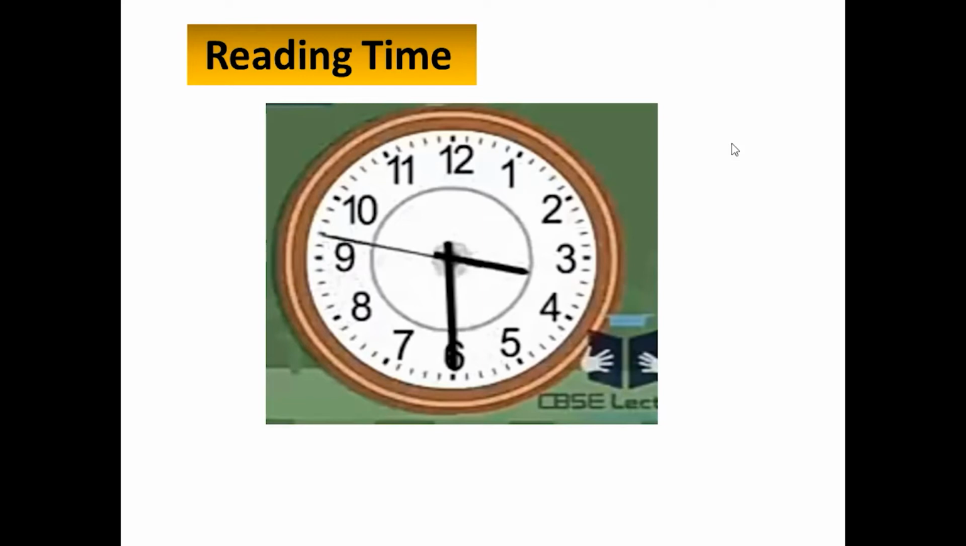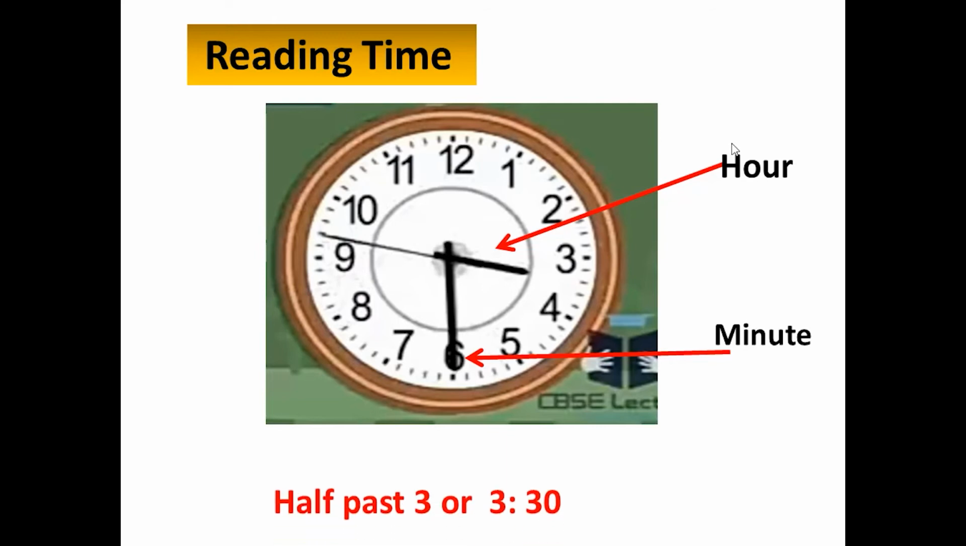So look at this clock. Here the minute hand is at 6 and the hour hand is in the middle of 3 and 4. So we read this time as 3:30.